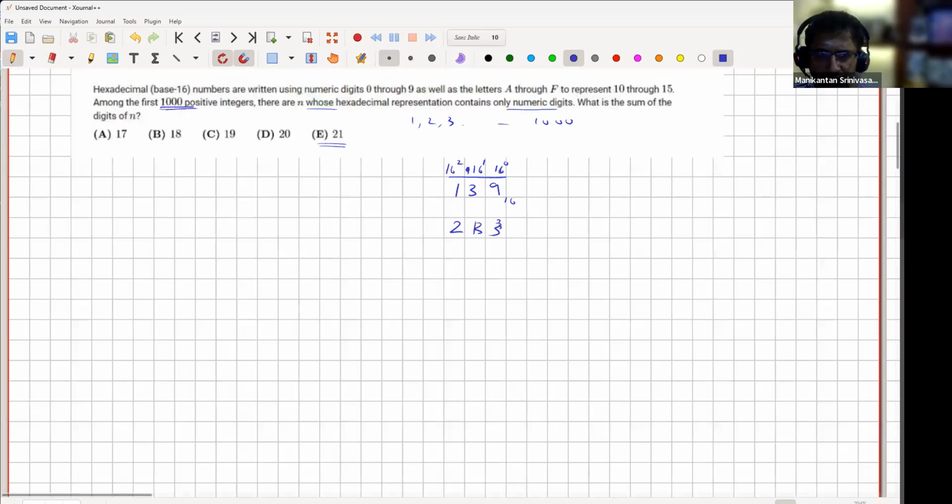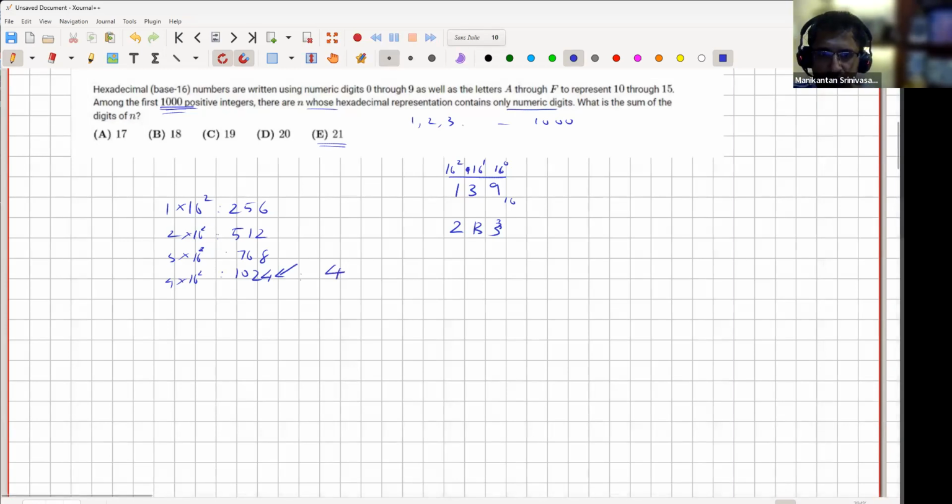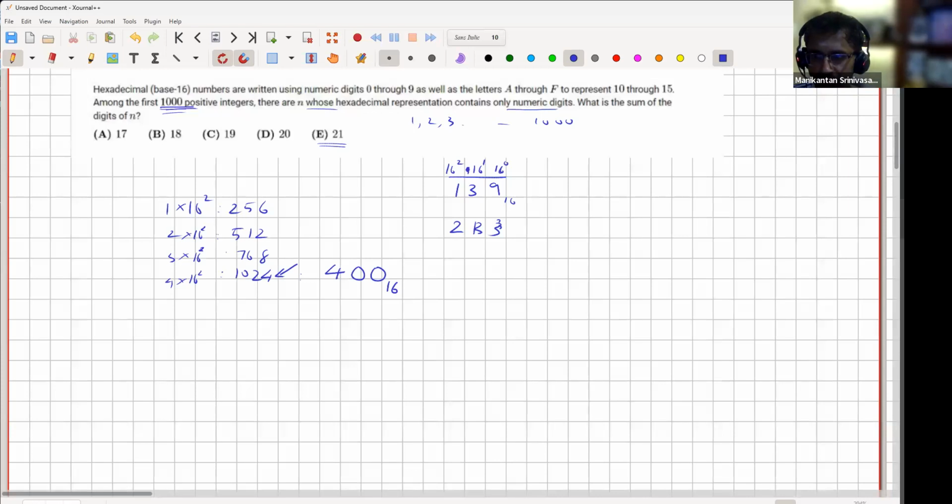But let's first understand where we are overall. Where is 1000? Let's start counting. 16 square is 256. This is 16 square into 1. So 16 square into 2, 16 square into 3, and then 16 square into 4. Let's see how many we have. This is 512, this is 768, and this is 1024. So 1024 will be 16 square into 4, which means this number will be represented as 400 in base 16. The decimal number 1024 will be represented as 400.